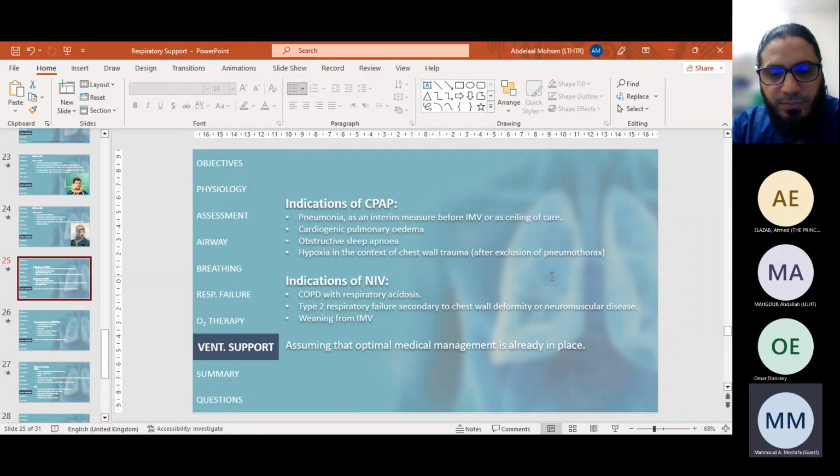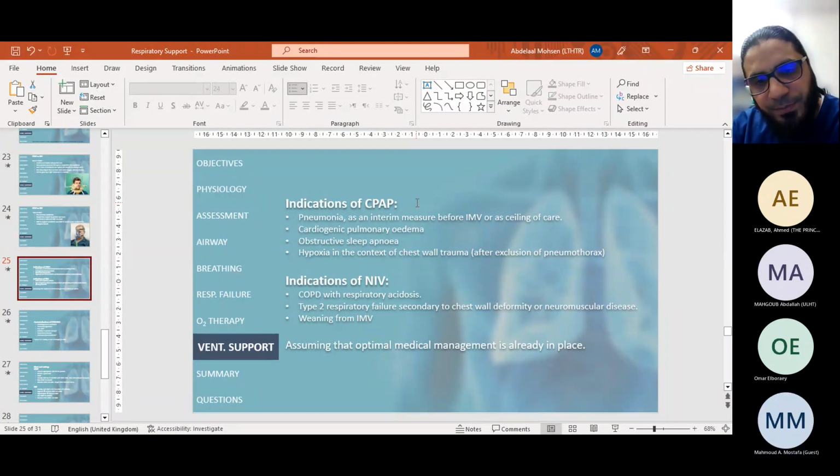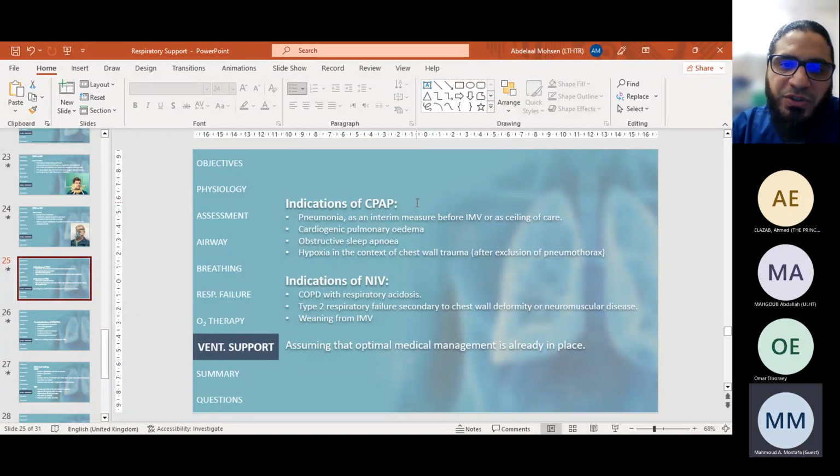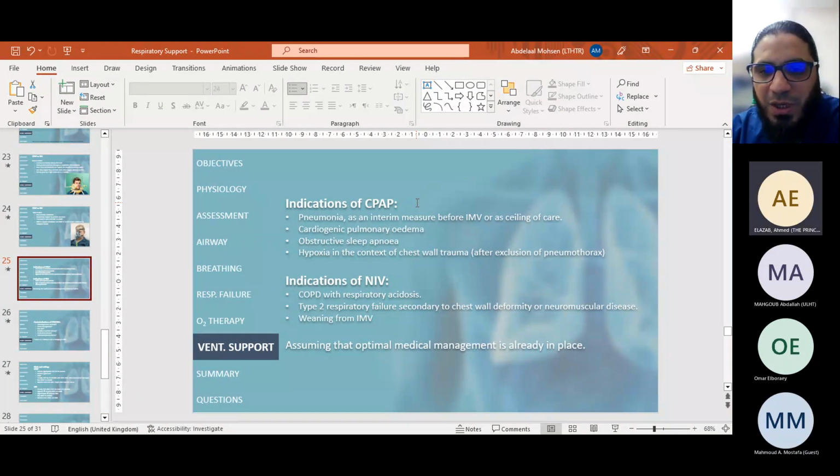Okay, so in cardiogenic pulmonary edema, it is CPAP and not non-invasive ventilation. CPAP is mainly to improve the patient's oxygenation, and it will help slightly in the work of breathing, but that's not the main idea of it. The main idea is just to give the patient more oxygen with a very high flow, and this high flow will give a bit of pressure. But the main aim of CPAP is just a flow of air.